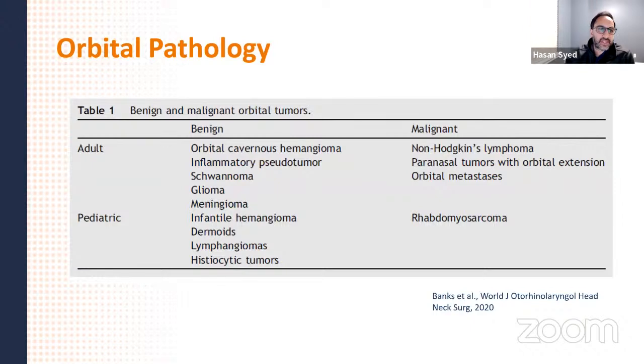Specific to orbital anatomy and orbital tumors, this is just a table that describes the pathology. Oftentimes in adults, you see hemangiomas, schwannomas, gliomas, and meningiomas. In the pediatric population, that pathology sort of differs. And then, of course, there's malignant pathology as well.